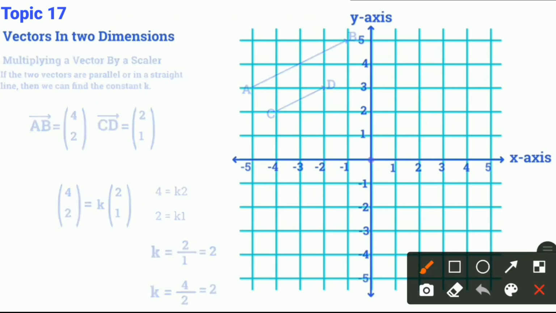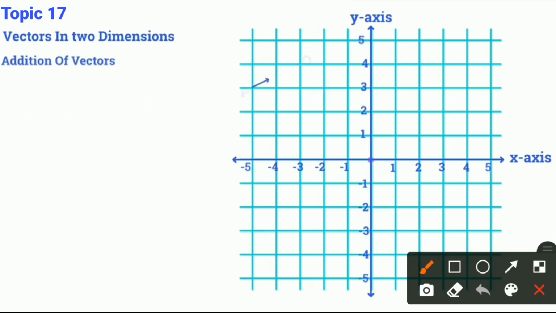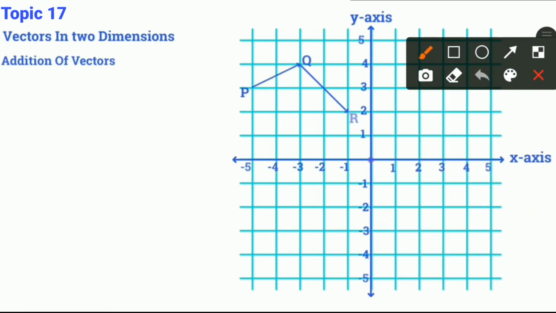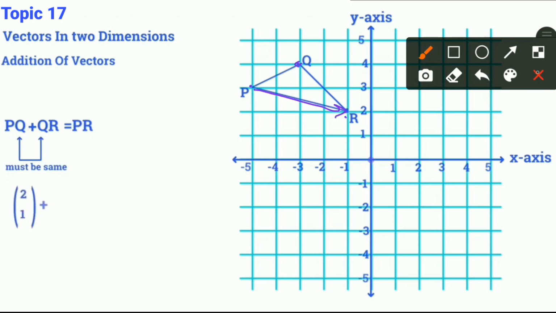Same thing. Addition of vectors: tail to head and tail to head, and then head to head. Okay, you need to see this, how the division works.